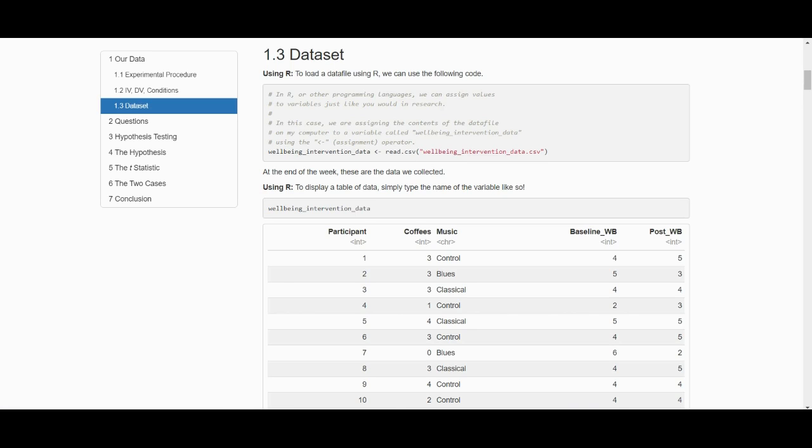Now, using R. To load a data file in R, we can use the following code. And this is just for informational purposes. In R, like other programming languages, or even just like math, we can assign values to variables, just like you would in your research. In this case, we're assigning the contents of the data file on my computer, called well-being intervention data, to a variable called the same thing, well-being intervention data, using the assignment operator, which is this little arrow. This is to say that we're taking this data file and assigning it to this variable.